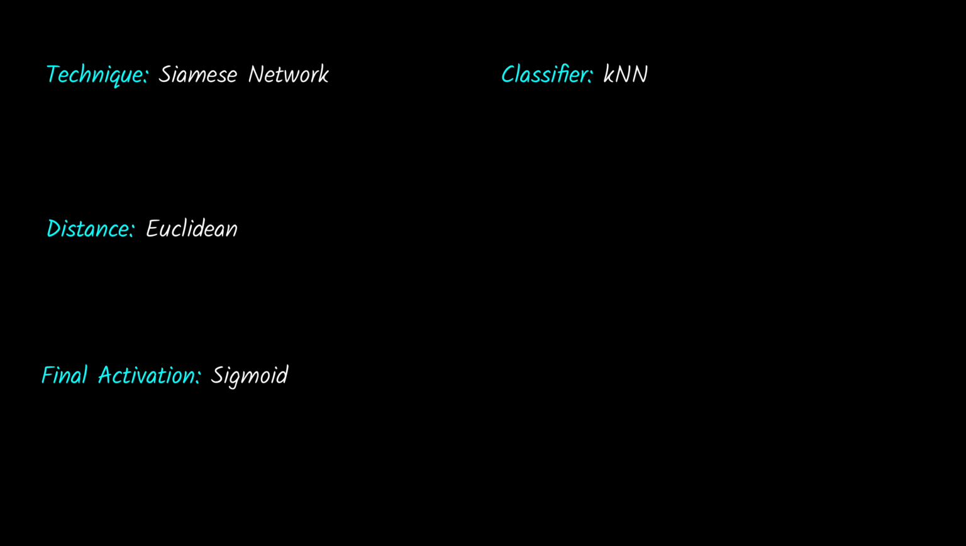The final activation function at the end of Siamese network is sigmoid. As we have seen, it is a binary output case, and sigmoid gives us exactly that.